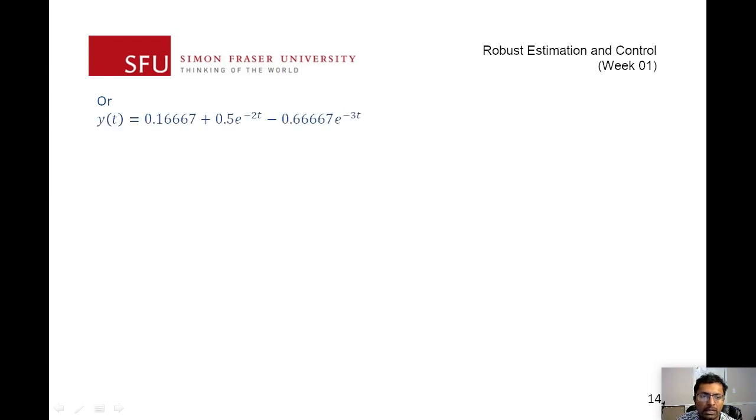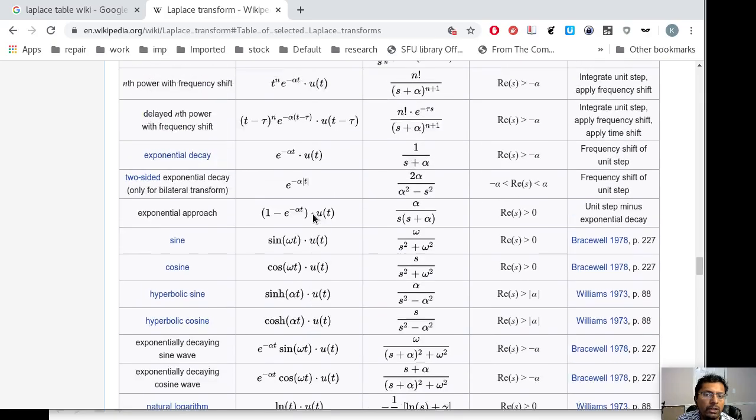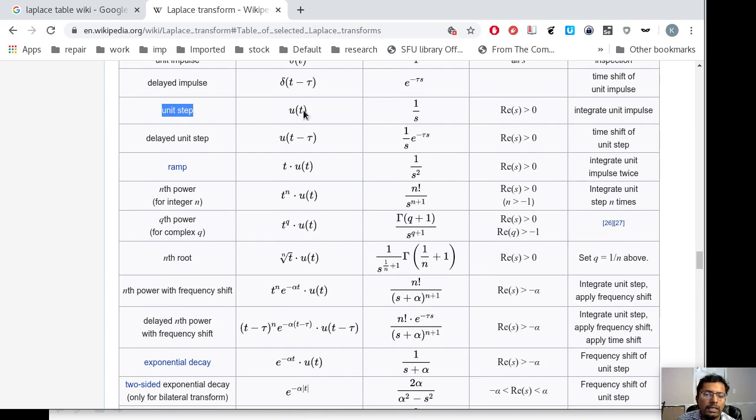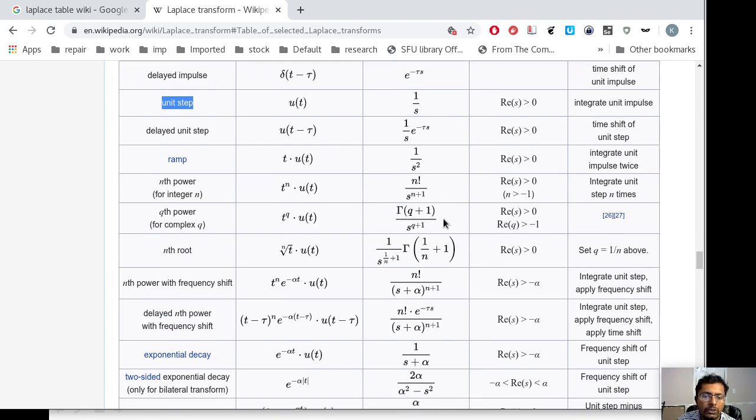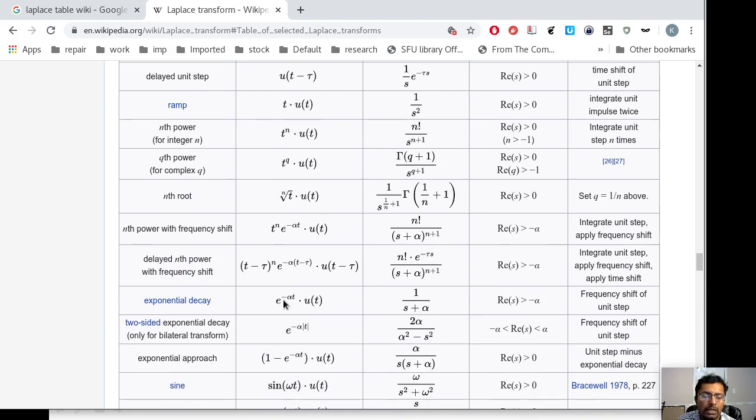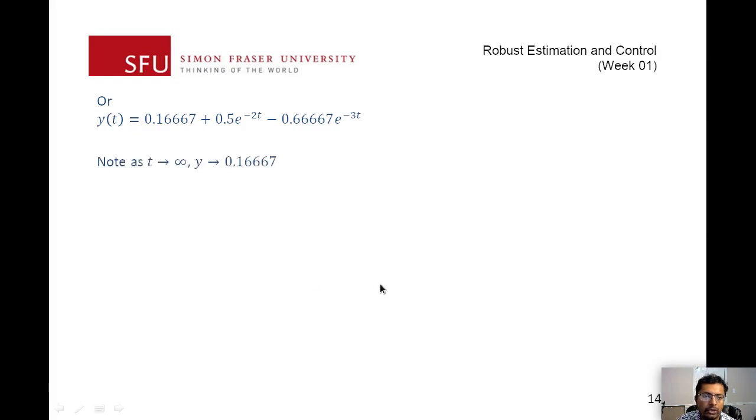Again, we look at the Laplace table. The inverse of 1 over s is just a step. The inverse of s plus alpha is e to the minus alpha t. And so we can just substitute those values over here. Just to look at this, if you take t to infinity, these two terms disappear, and then we get 0.1667. And just for the fun of it, you can put in other values. Essentially, we'll expect a short overshoot.